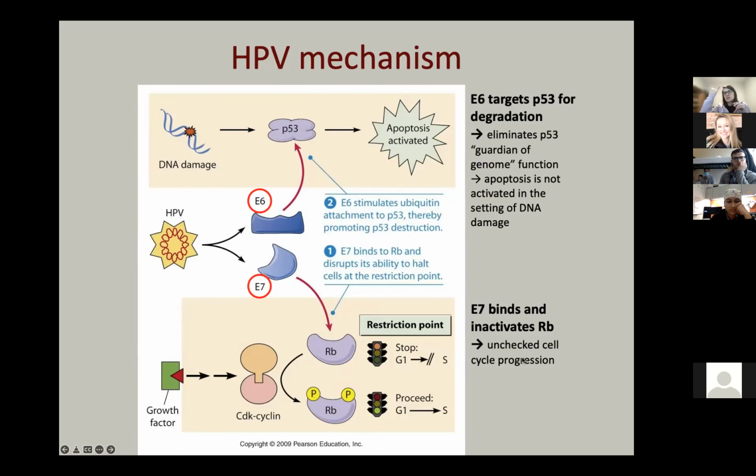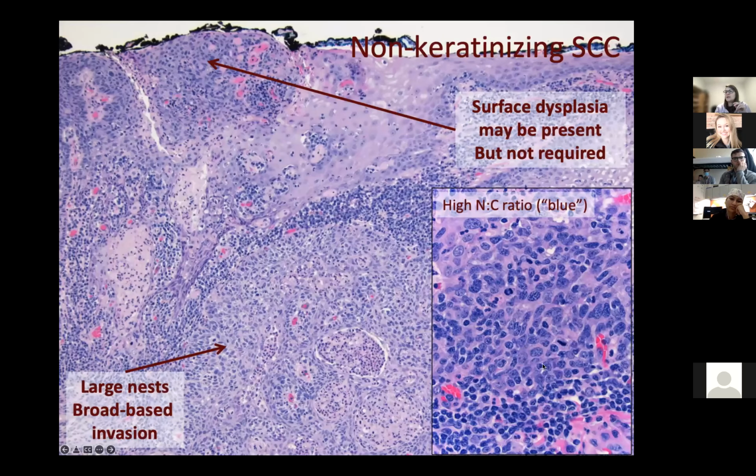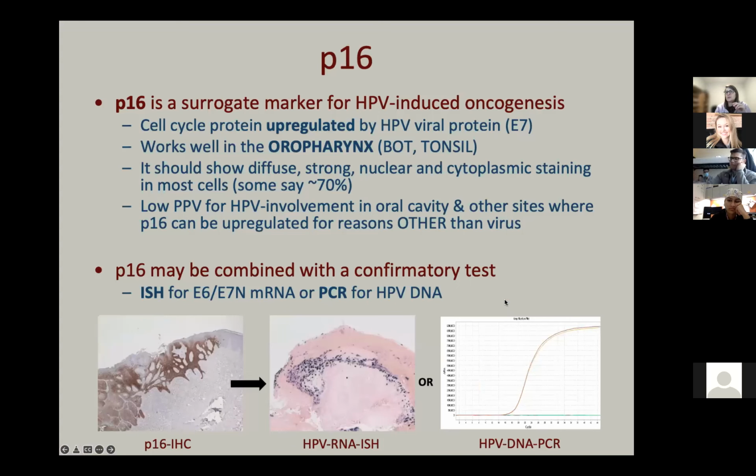So these cells just rapidly proliferate, and that's often evidenced by the high number of mitoses, implying rapid growth that these tumors have. So the P16, because of that genomic integration, is backwards upregulated within the cell. So once we see a positive P16, we generally do a confirmatory process like an in situ hybridization for the E6, E7 messenger RNA, or PCR for the high-risk HPV DNA.